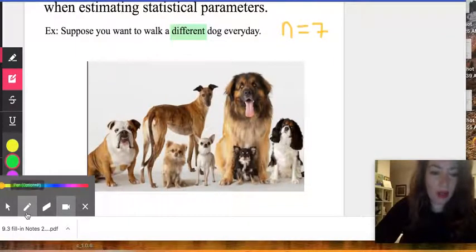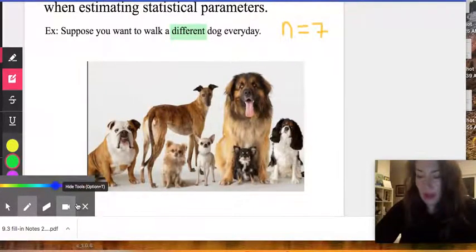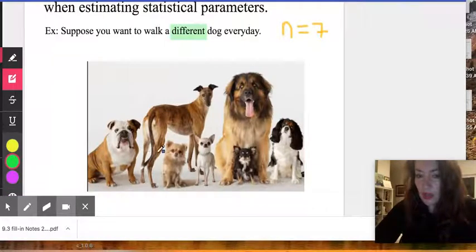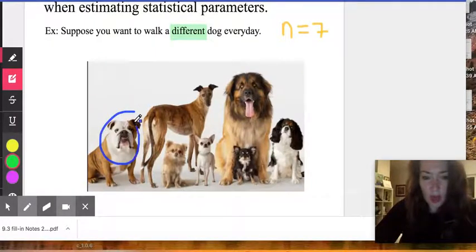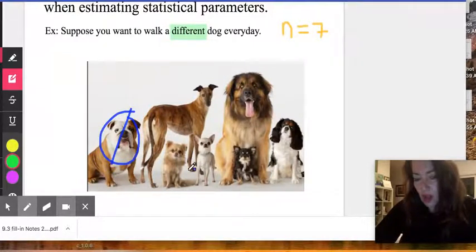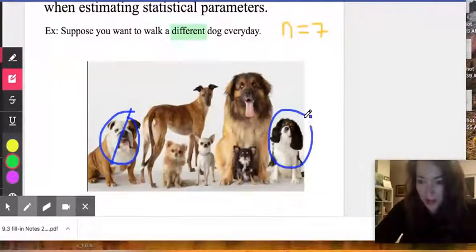Now, let's say on the first day I wanted to walk a dog. I have 7 choices. I could choose any one of these dogs to walk. Suppose I choose this bulldog right here. So, I walk this dog on the first day. The next day, I have 6 dogs to choose from, and I could choose any one of these 6 dogs to walk. So let's say I choose this cutie pie here.